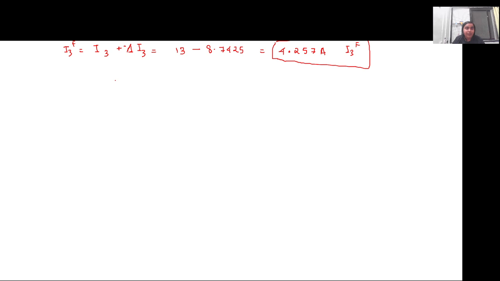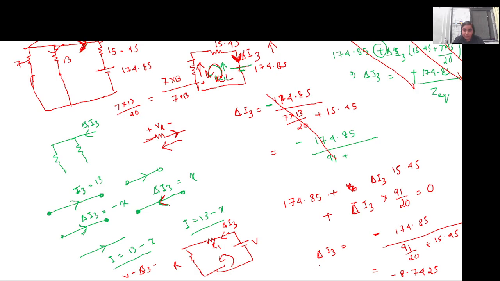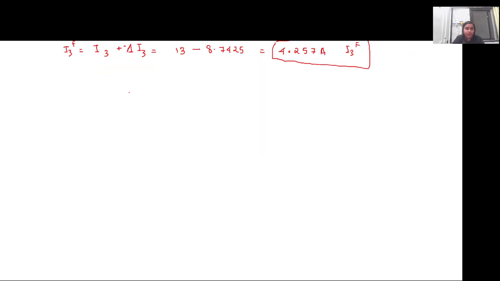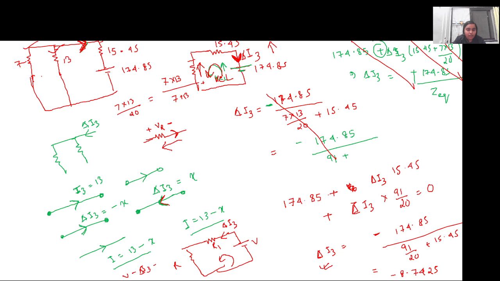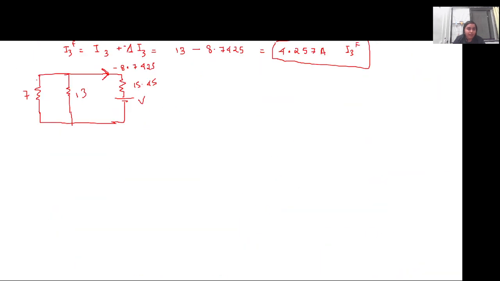Now you also have to calculate I1 and I2. Now that you have the value of I3, you can calculate del I1 and del I2. So in this circuit, this is 7, this is 13. Whatever the voltage here is, this value is 15.45. Now this part is irrelevant. Initially we had taken del I3 to be minus 8.7425. This is the current, and this is how we had taken I1 and I2, flowing into the circuit. So we had taken del I1 and del I2 like this. So what will be del I2?